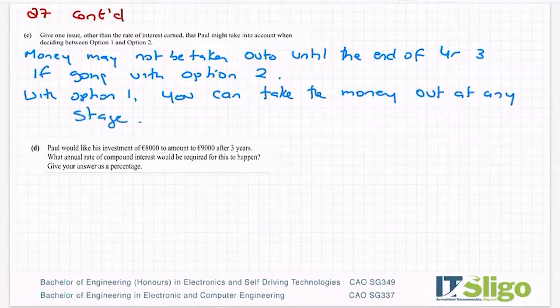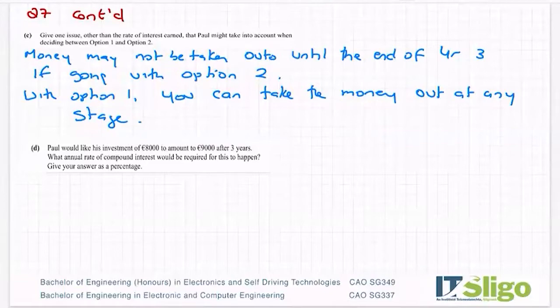Okay, or something to that effect, whatever makes sense in your head. D. Sorry, Paul would like his investment of 8,000 to amount to 9,000 after 3 years. What annual rate of compound interest would be required for this to happen? Give your answer as a percentage.